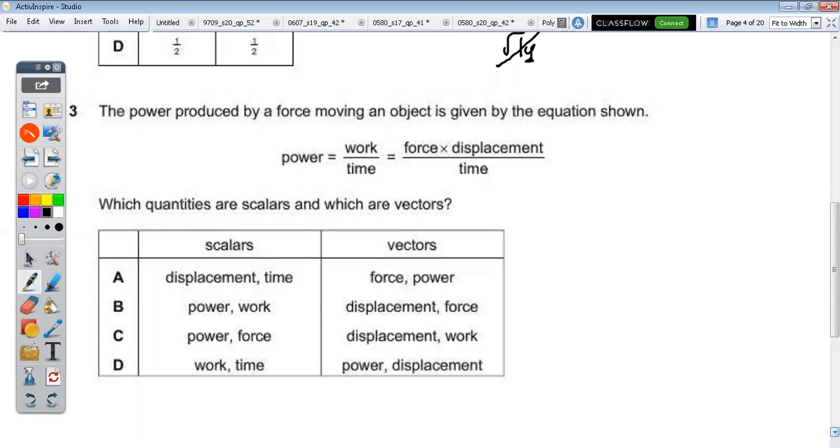So A is wrong. So it's either B, C, or D. We're saying either C or D? No. So the answer C is what? Wait. Power, force. It's any time. What's the correct answer then?